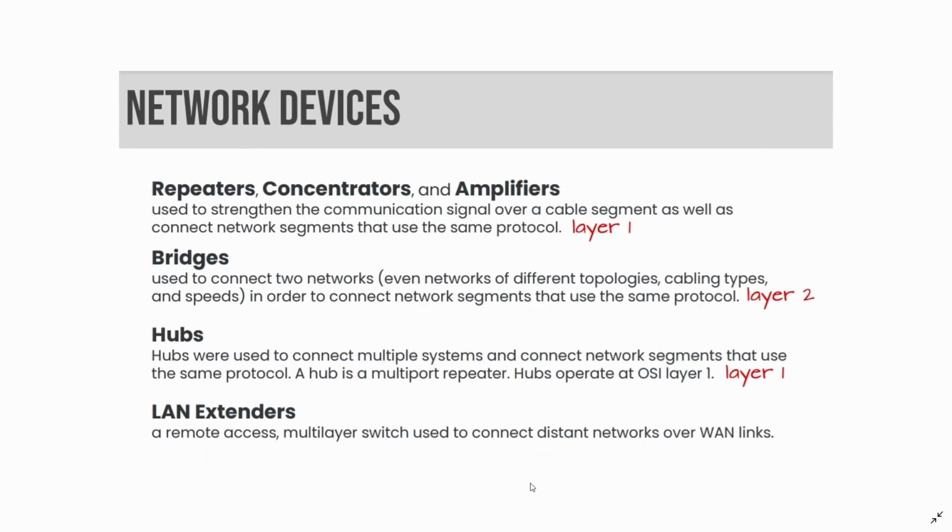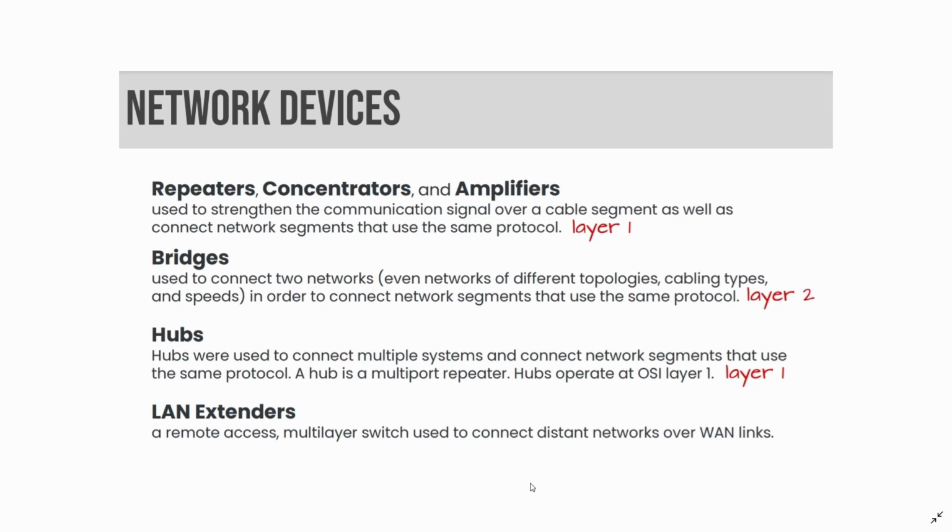Some other common network devices are repeaters, concentrators, amplifiers, bridges, hubs, and LAN extenders. Repeaters, concentrators, and amplifiers are used to strengthen the communication signal over a cable segment, as well as connect network segments that use the same protocol. These all take place at layer 1. Bridges are used to connect two networks, even networks of different topologies, cabling types, and speeds, in order to connect network segments that use the same protocol. Bridges take place at layer 2.